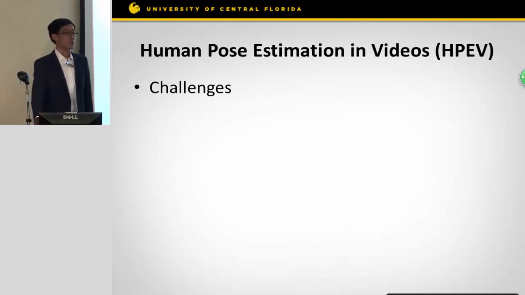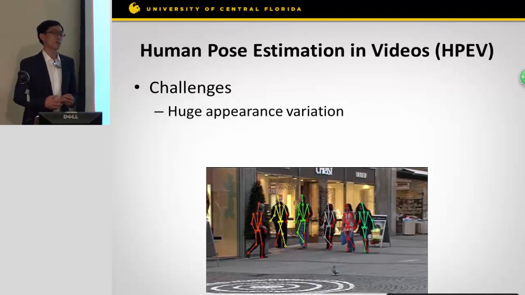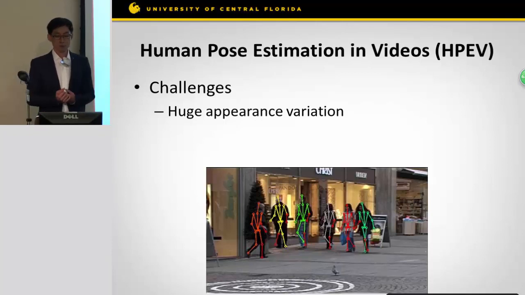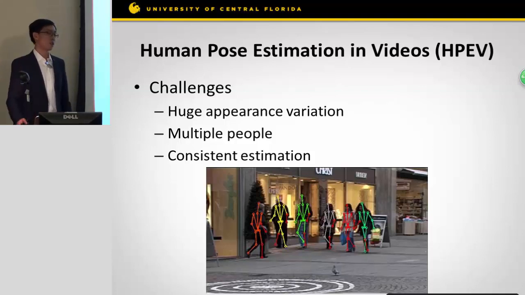It's an extremely challenging problem, mostly due to the huge appearance variations for the people inside the video, because people are wearing different clothes, and also they have different gestures, so it's very difficult to localize correctly where the body parts are. And also we need to handle multiple people. If there are multiple people inside the videos, there might be some occlusions between the body parts or confusions between the body parts. And also we want to get consistent estimations for the human poses.